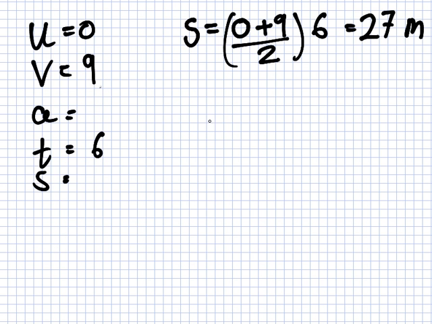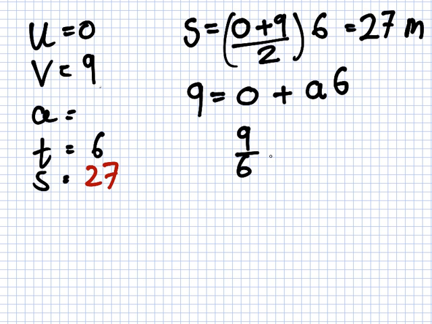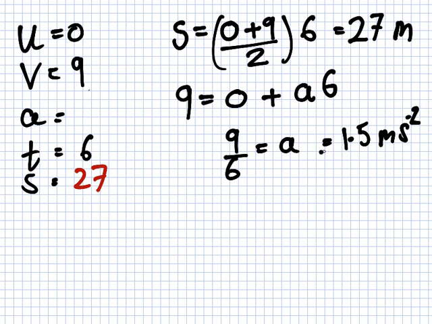And next I probably want the A. What formula should I use to get the A? Yeah, the V equals U plus AT. So that means 9 over 6 equals A, which is 1.5 meters per second squared. It's okay? Yeah. That's an easy one to get started.